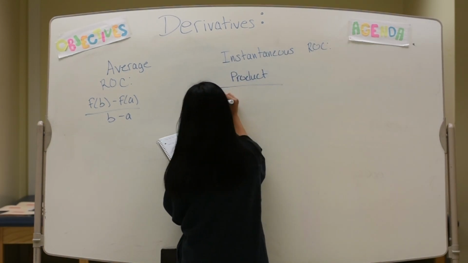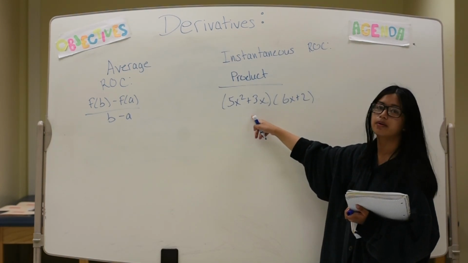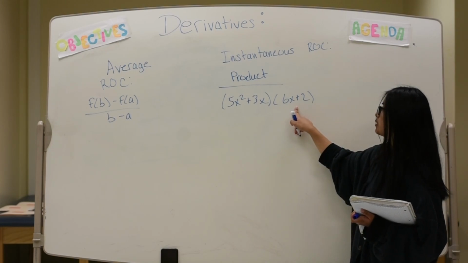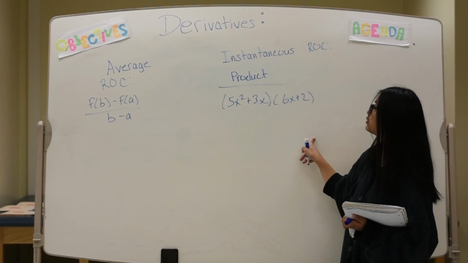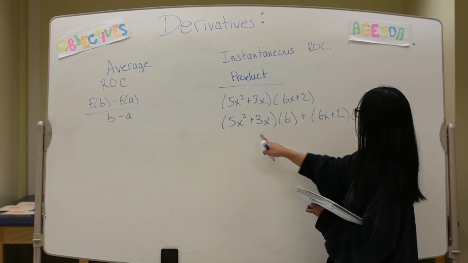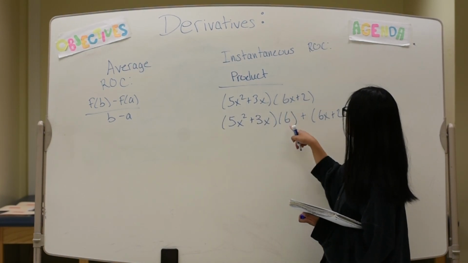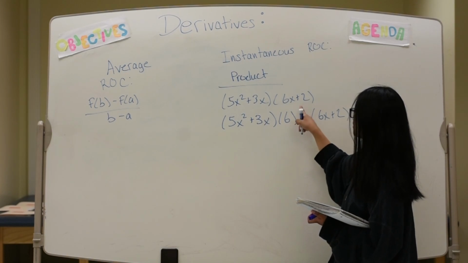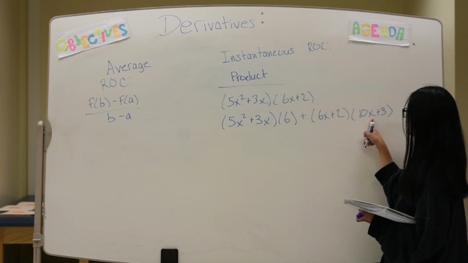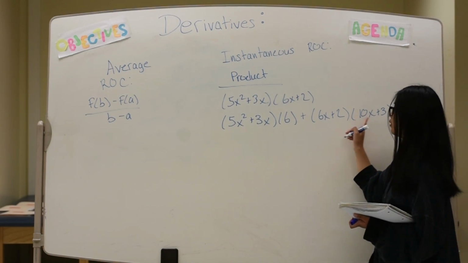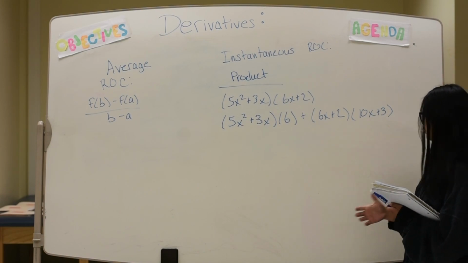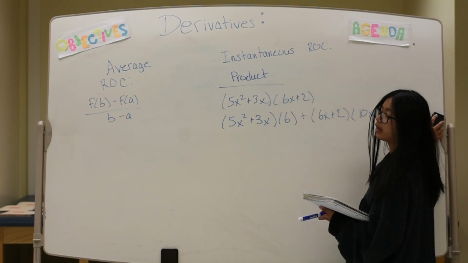The product rule: first you multiply the first function times the derivative of the second function, plus the second function times the derivative of the first function. So this is the regular first function, this is the derivative of the second function, this is the regular second function, and this is the derivative of the first function. You can always simplify, but I will not in this case, and that will be the answer.